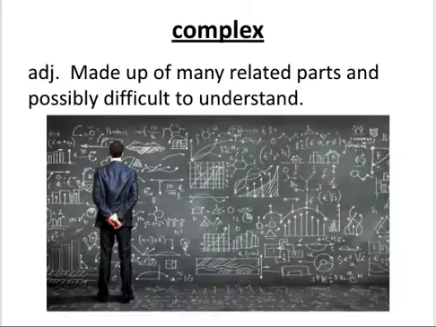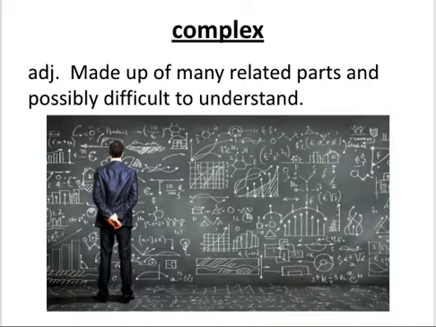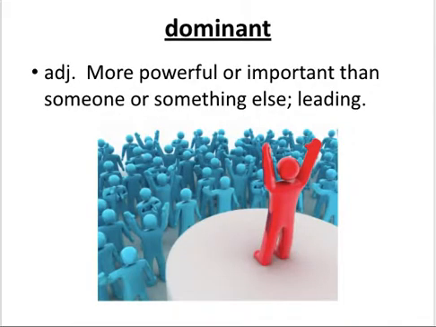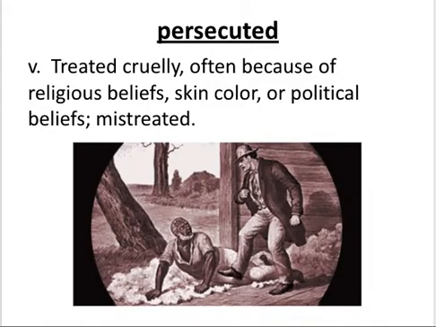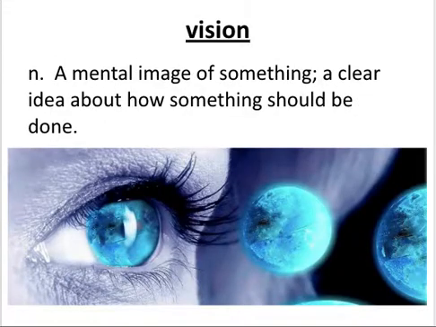All right, let's move on to vocabulary. Complex means it is made up of many related parts and possibly difficult to understand. Dominant is more powerful or important than someone or something else. Persecuted is being treated cruelly, often because of religious beliefs, skin color, or political beliefs. You have been mistreated. Vision is a mental image of something, a clear idea about how something should be done.